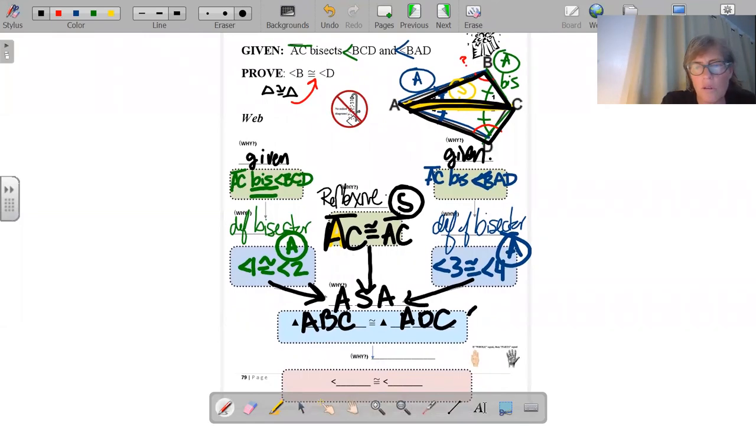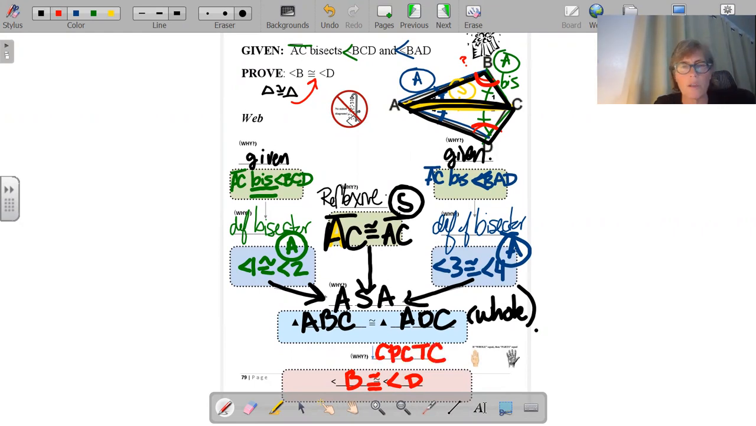This is the whole equal. Finally, because those triangles are equal, now you can say the parts are equal. Angle B is congruent to angle D. Reason why, corresponding parts of congruent triangles are congruent. You can see right here, a little star, whole equal, parts equal.